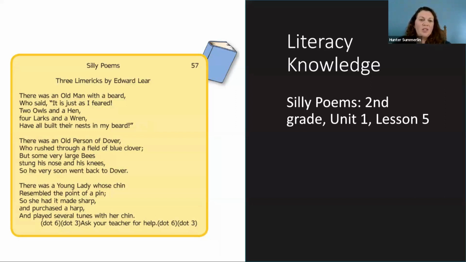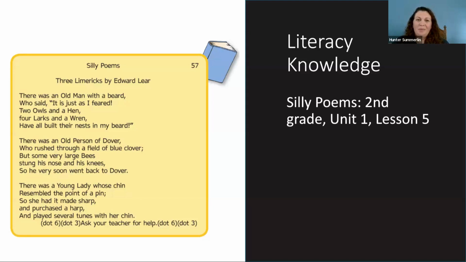There was an old man with a beard who said, "It is just as I feared. 2 owls and a hen, 4 larks and a wren have all built their nests in my beard." There was an old person of Dover who rushed through a blue field of clover, but some very large bees stung his nose and his knees. So he very soon went back to Dover. There was a young lady whose chin resembled the point of a pin. So she had it made sharp and purchased a harp and played several tunes with her chin.